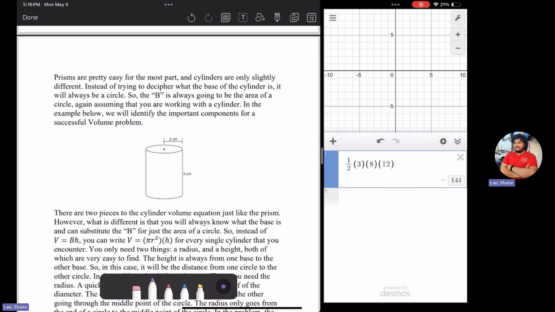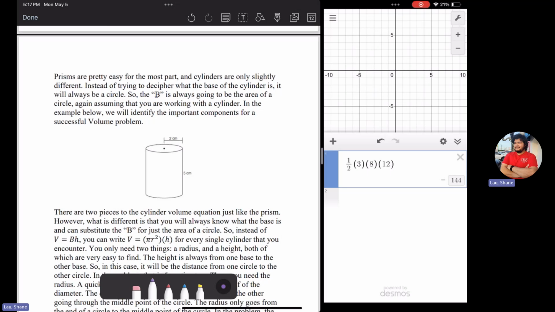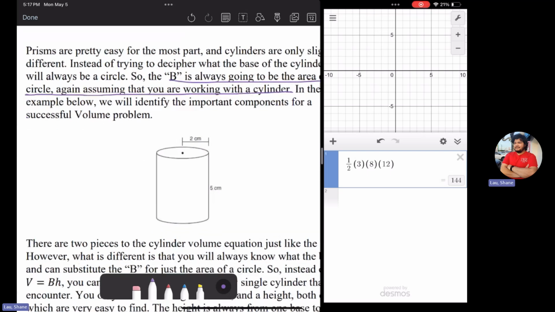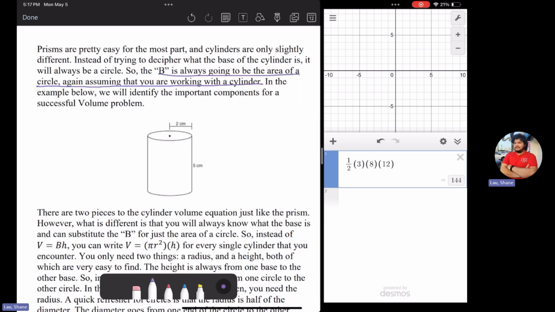But the cylinders are only really slightly different. Not much more difficult or easier, I think it's about the same. It's good in some ways and worse in other ways. But we know that since we're working with a cylinder, the capital B is always going to be a circle, because a cylinder doesn't exist without it being a circle. This is actually what we call a non-polyhedron, but again, you don't need to know that. Just something to add in there.